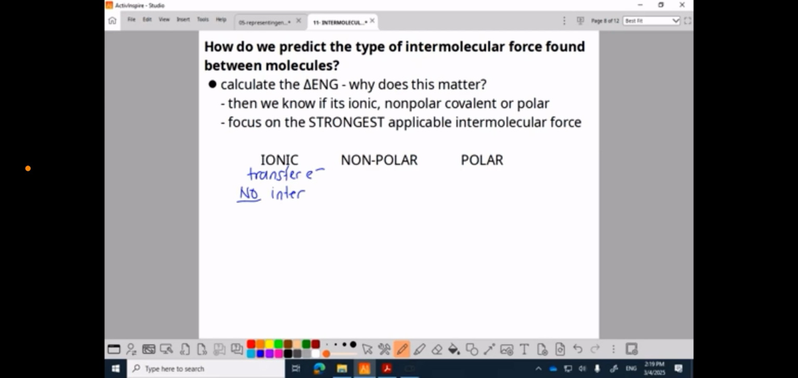When you do the change in electronegativity and you get polar or nonpolar, then we're going to focus on the strongest applicable intermolecular force. So yes, all nonpolar and polar molecules have London dispersion forces, as well as if it's polar, you could have dipole-dipole or hydrogen bonding. So nonpolar is equal sharing of electrons, which means when you do the Lewis structure, you would not draw slightly positive and slightly negative. London dispersion is the only important force in nonpolar.